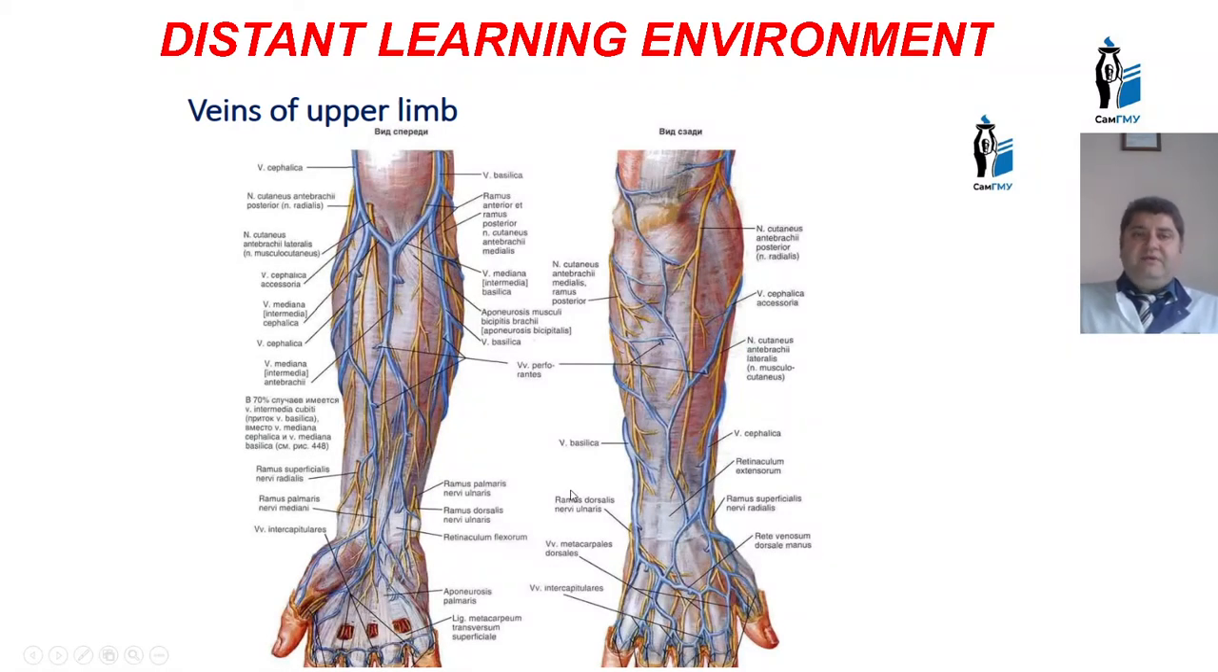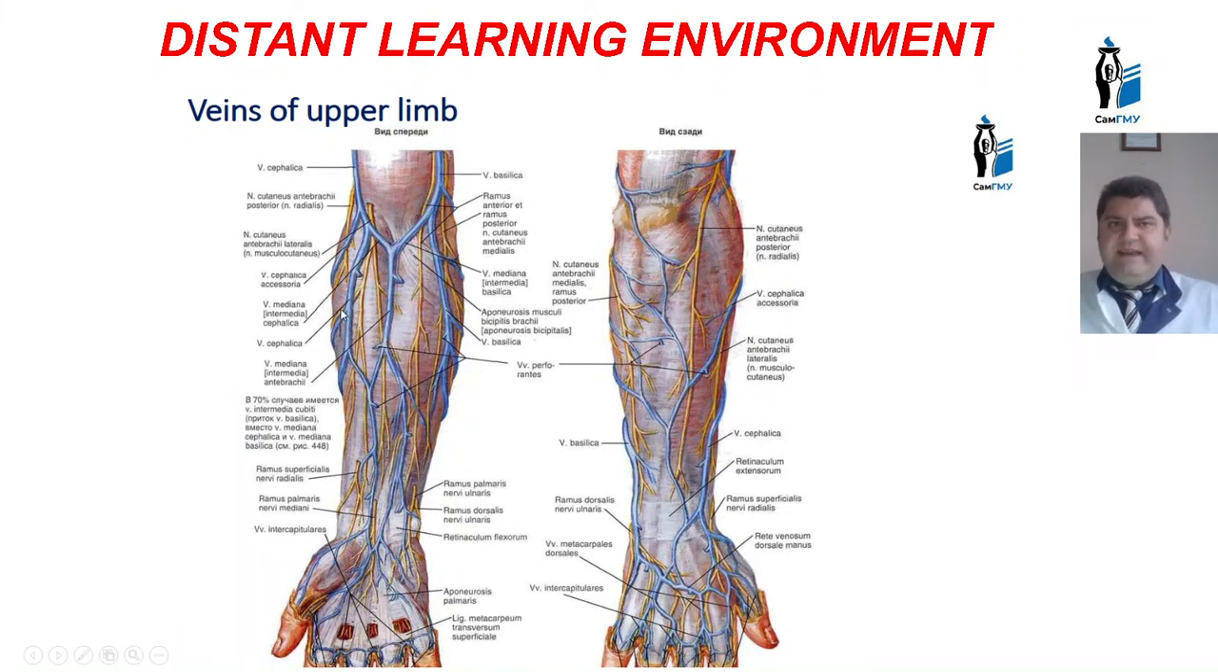Next, let's talk about drainage, blood drainage, and also we will talk about veins. The vein is the vessel which drains the blood from organs, from muscles, from skin, from bones, and the veins of the upper limb divide into some groups. You may see the first group, which is called superficial veins. Superficial veins are situated under the skin, and they are also called subcutaneous veins.